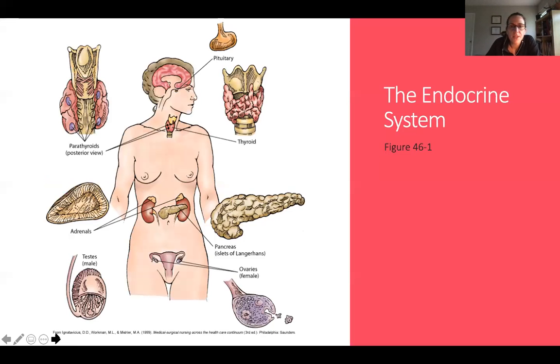So the endocrine system is made up of several organs. So we've got the thyroid, parathyroid, the pituitary, adrenal glands, the pancreas, and the testes and the ovaries. Those are all of the glands that secrete hormones.